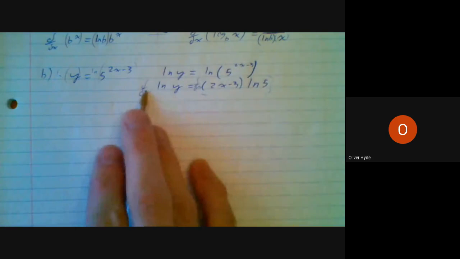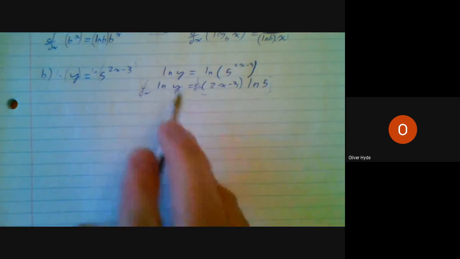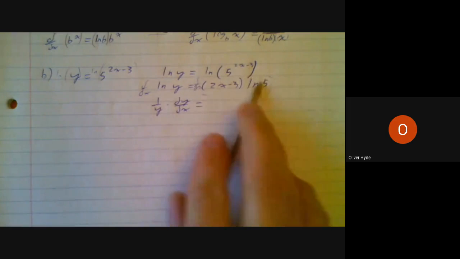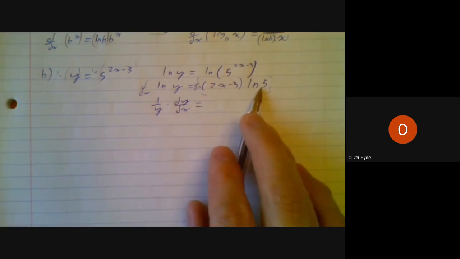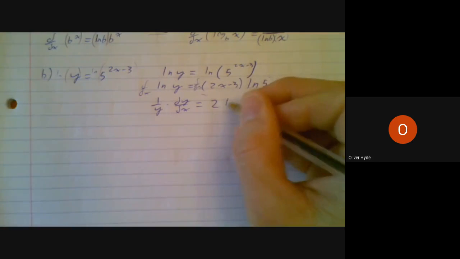And now I can take the derivative with respect to x on both sides. And I will have a chain rule here. The derivative of the natural logarithm of a function is going to be the reciprocal of that function multiplied by the derivative of that function. And here, I think I just have a constant multiple rule. This is going to be the derivative of this function multiplied by that constant multiple. So let's try 2 times the natural logarithm of 5.